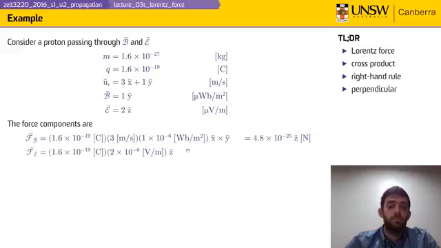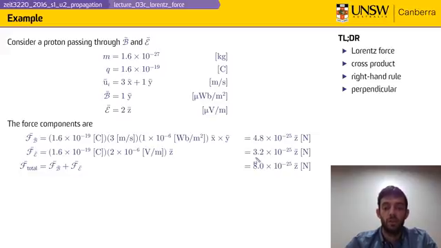For the E component, we just have a straight up multiplication of 1.6 times 10 to the negative 19th coulombs by the electric field magnitude, 2 times 10 to the negative 6 volts per meter in the Z direction, and that produces 3.2 times 10 to the negative 25th newtons also in the positive Z direction. And finally, the total force is going to be their sum, and you can see that 4.8 plus 3.2 is going to be 8.0 times 10 to the negative 25th newtons.